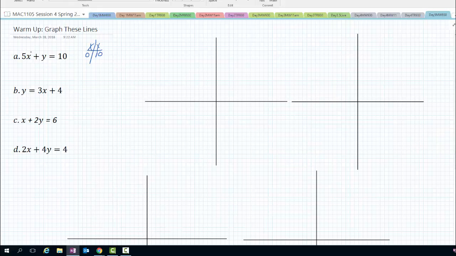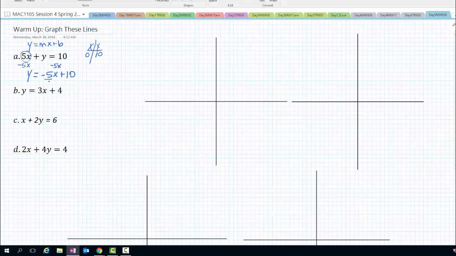So for example here, we would like to get the form y equals mx plus b, slope-intercept form. We have this term 5x that's being added to the y. The opposite of adding is subtracting, so we're going to subtract 5x from both sides. So our new version of this equation is y equals negative 5x plus 10. You can't add the 10 and the negative 5 because these are not like terms.